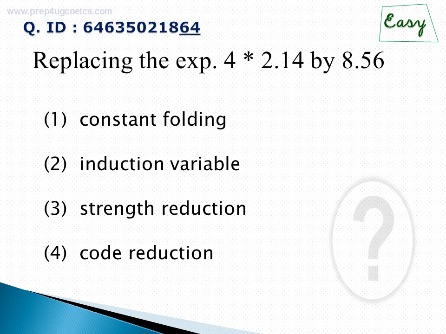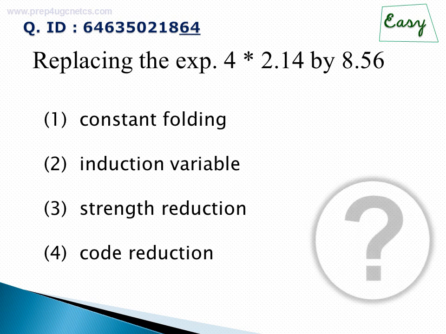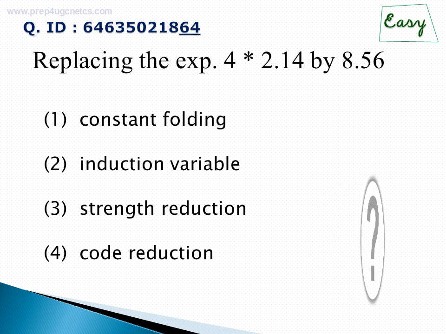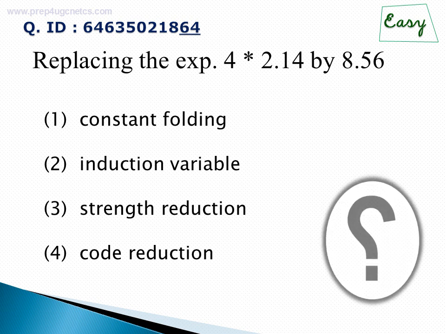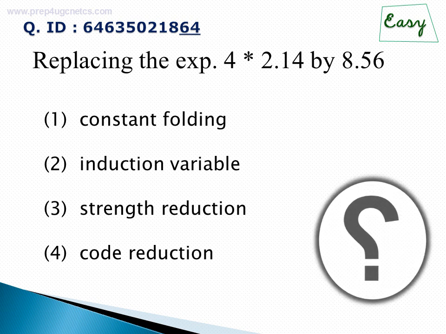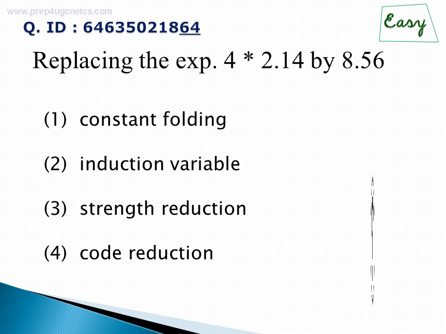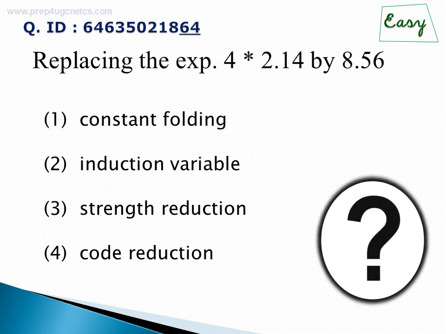Four options were given. 1. Constant folding. 2. Induction variable. 3. Strength reduction. 4. Code reduction. What are they? That is the question. These are compiler code optimization techniques.